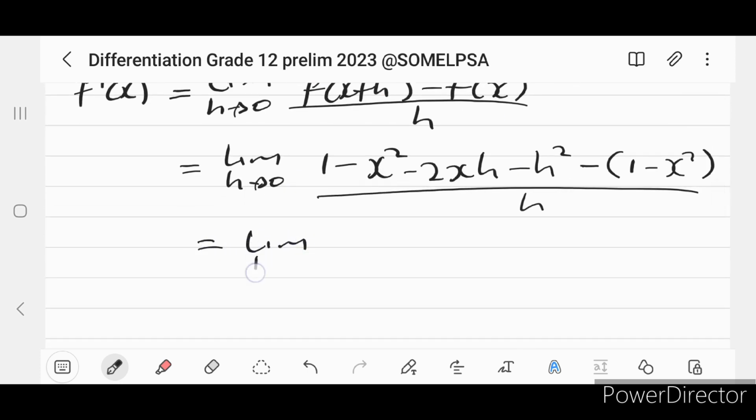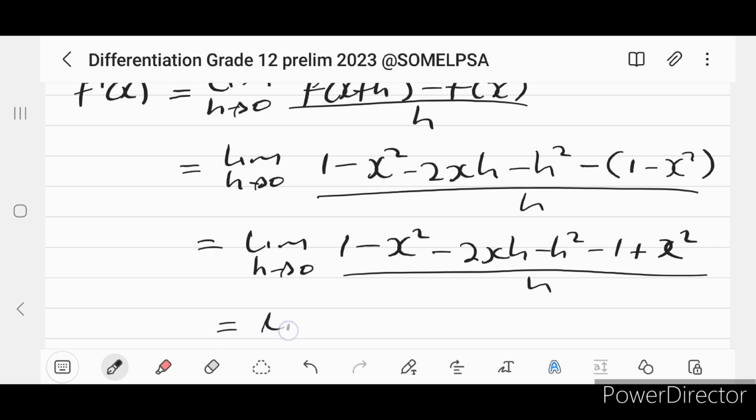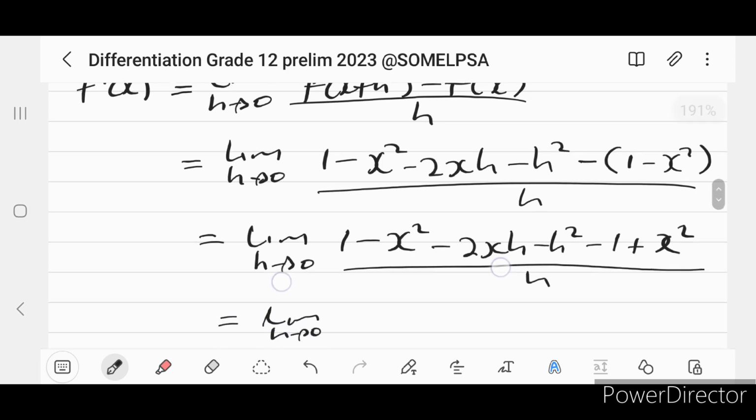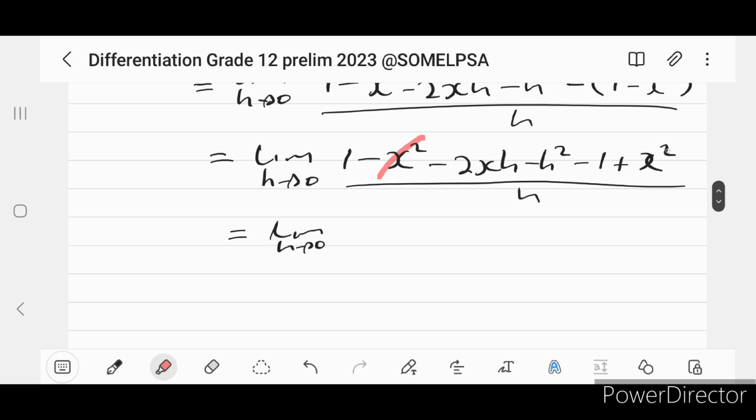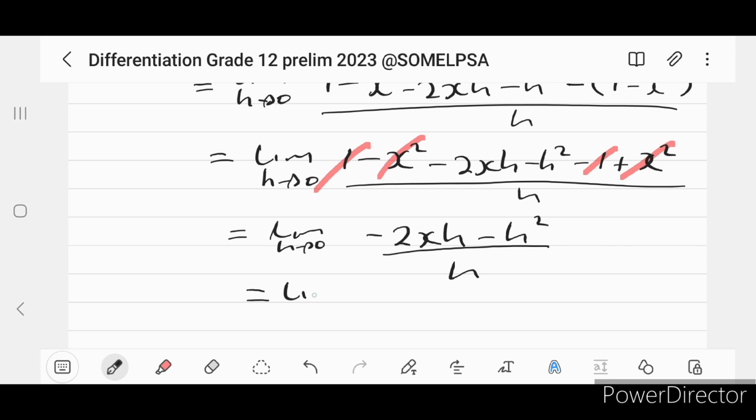Then I go down: limit as h approaches 0 of 1 minus x squared minus 2xh minus h squared minus 1 plus x squared, over h. This cancels out this, and this cancels out this, because it's 1 minus 1. I'm left with only terms with h: minus 2xh minus h squared over h, limit as h approaches 0.